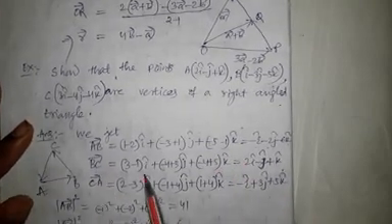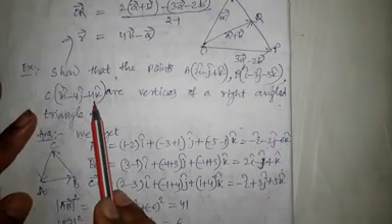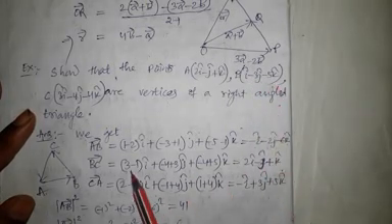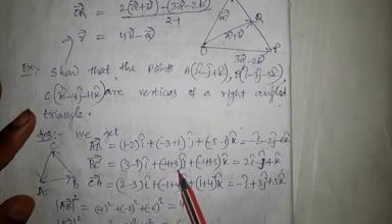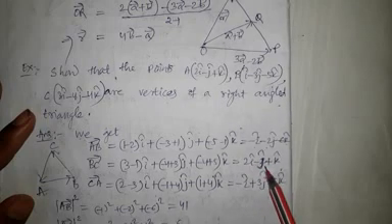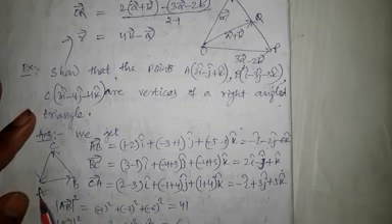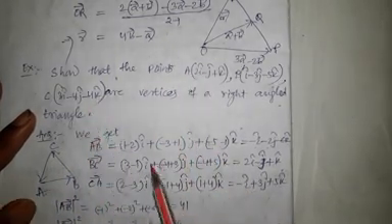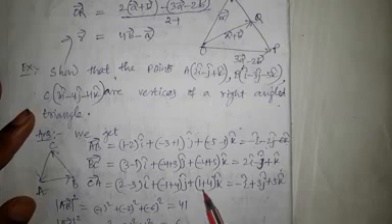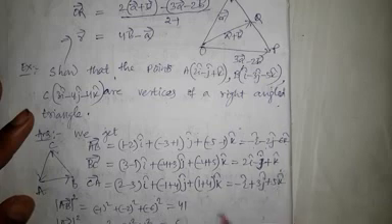BC vector is equal to C minus B, where C vector is 3 i cap minus 4 j cap minus 4 k cap, and B vector is i cap minus 3 j cap minus 5 k cap. That means (3 minus 1) i cap plus (minus 4 plus 3) j cap plus (minus 4 plus 5) k cap, which is equal to 2 i cap minus j cap plus k cap. Similarly, CA vector is equal to A minus C, which gives minus i cap plus 3 j cap plus 5 k cap.